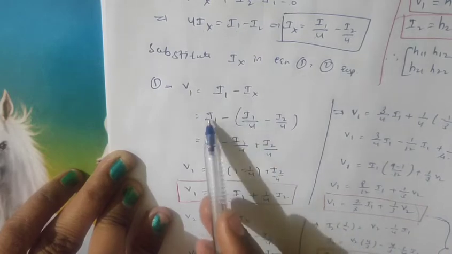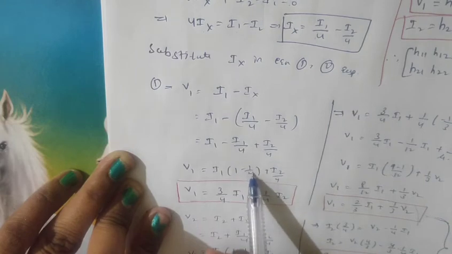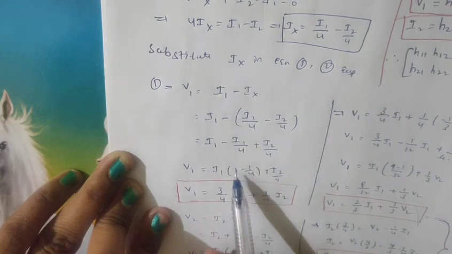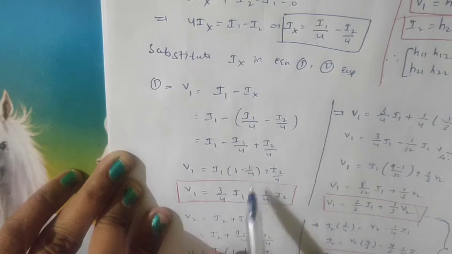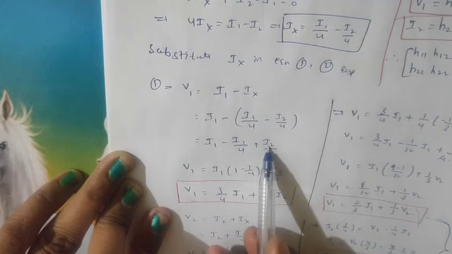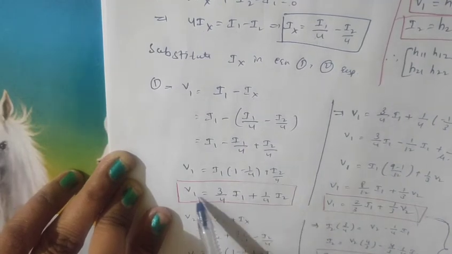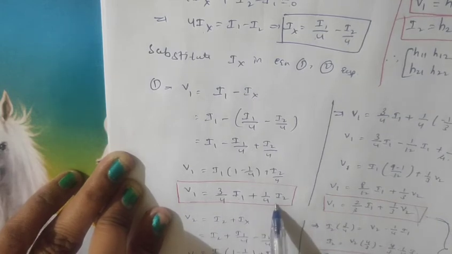So you will get I1. Take the I1 term as common. You will get 1 minus 1 by 4. Taking the LCM, 4 minus 1 is 3 by 4. So we are getting 3 by 4. Minus into minus for this term, you will get plus 1 by 4 of I2. So V1 we are getting as 3 by 4 of I1 plus 1 by 4 of I2.